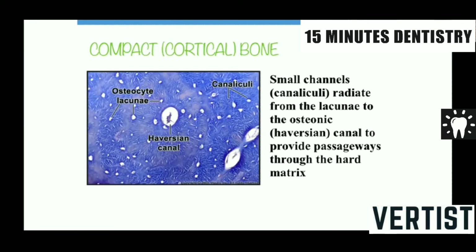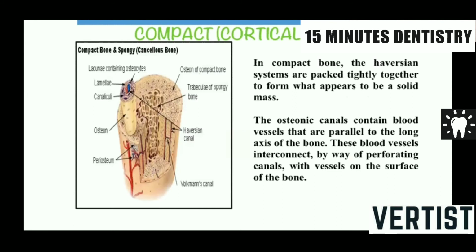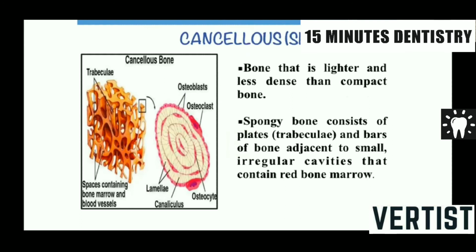Through these passes the hard matrix. Then in the compact bone, the systems are packed tightly together. That's what is called compact, what appears to be a very compact mass, because they are very tightly connected to each other. But it's the osteocytes, along with the canaliculi, which help in building contact with the other cells.